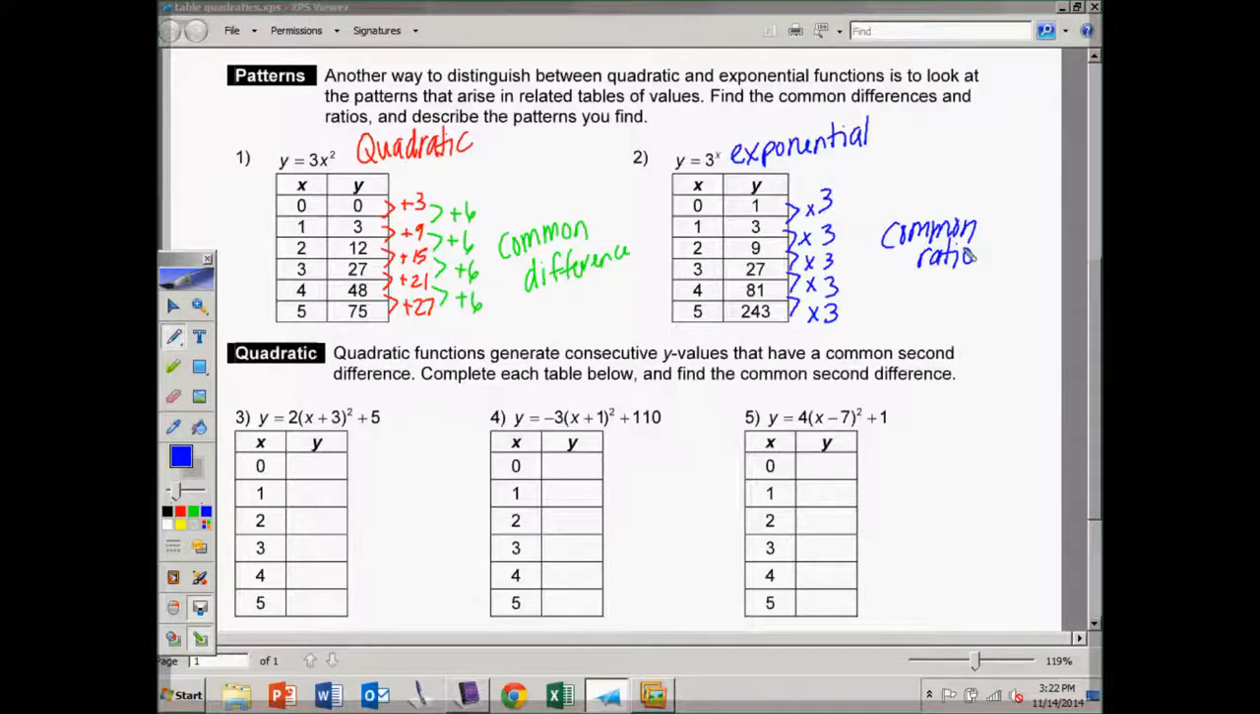So here we have quadratic. Quadratic functions generate consecutive y values that have a common second difference. Complete each table below and find the common second difference. So we're going to do the first one together, then I'm going to let you guys fill in the next, and then we're going to talk about what do we think those numbers represent.